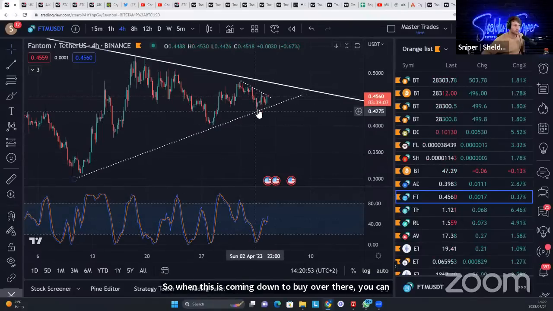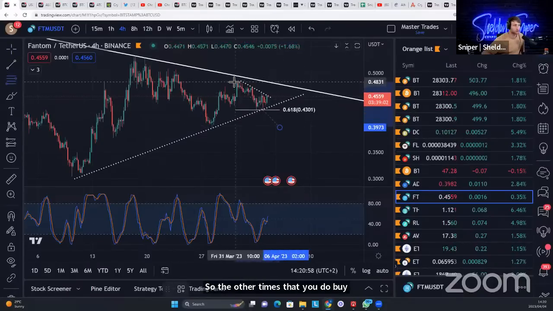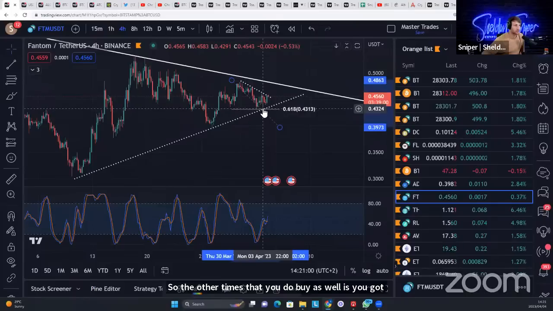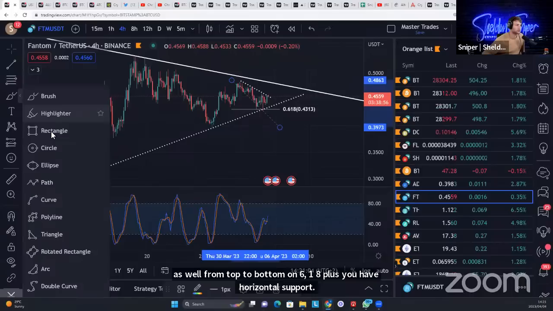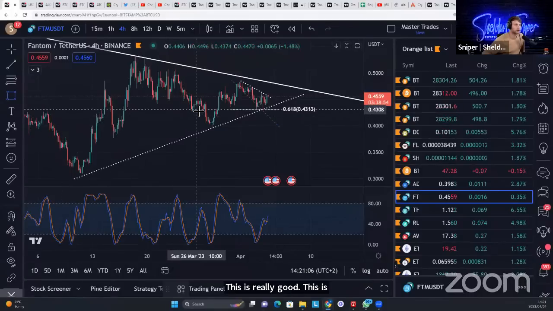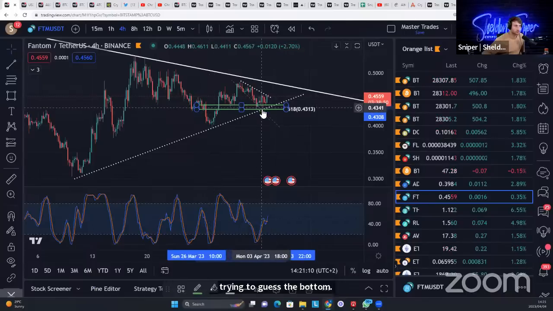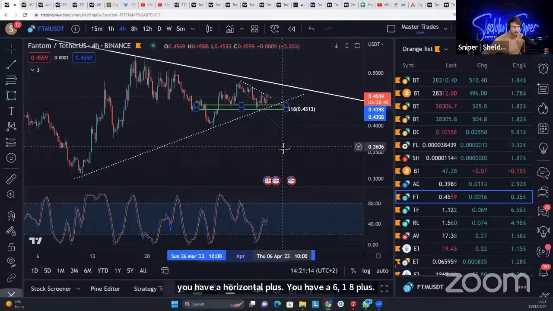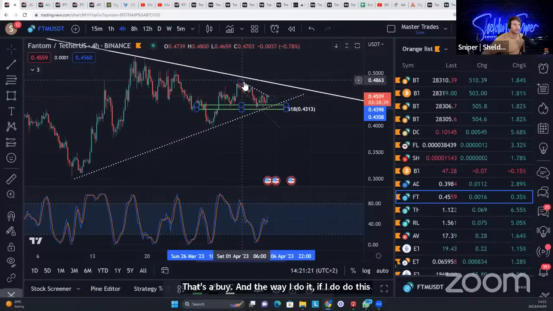So the other times that you do buy as well is you got the option of the 618. So you'll take your Fibonacci as well from top to bottom on 618. Plus you have horizontal support. So this is really good. This is where you can buy trying to guess the bottom. Okay, you have a horizontal, plus you have a 618, plus you have a trend line support, plus you have RSI at the bottom. It's a buy. And the way I do it, if I do this method, is I'll buy 50 to 60% of my position here, and I'll add the rest on the breaker trend.